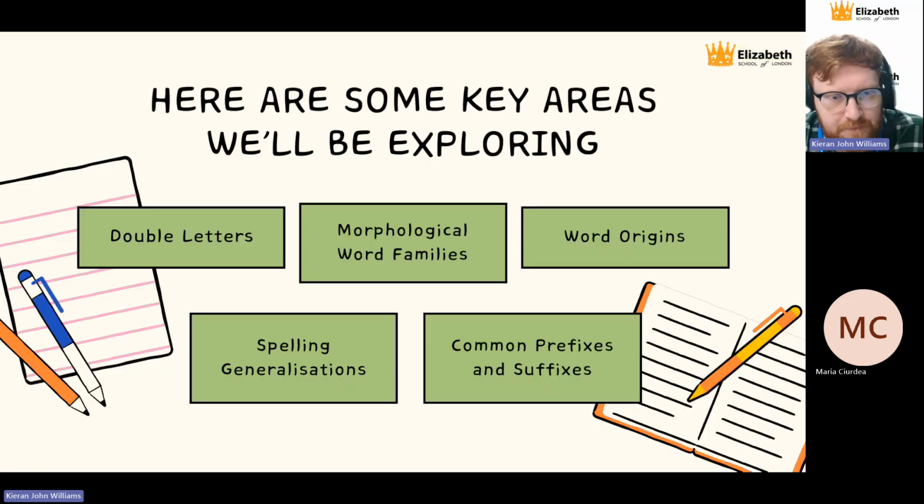Right, so the things we're going to cover today. As you can see on the screen, we're going to be looking at using double letters and when we use them. We're going to look at using word families to help us to know how we spell something. We'll also think about word origins, the etymologies, in order to know how to spell. We'll look at some general rules about spelling, and also look at some common prefixes and suffixes that we have in English.